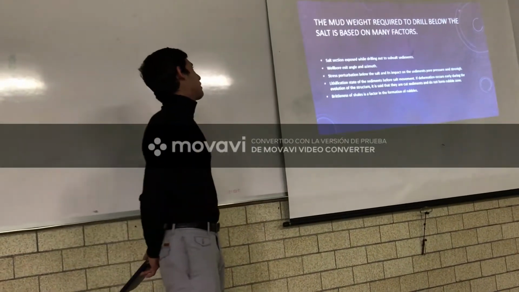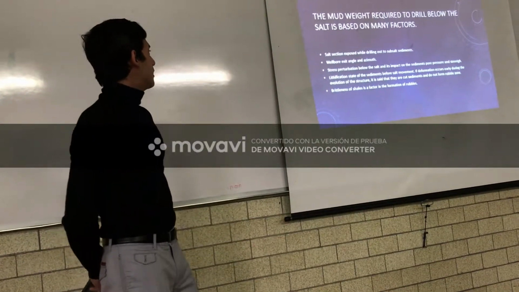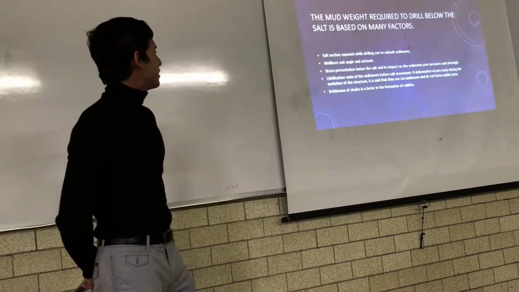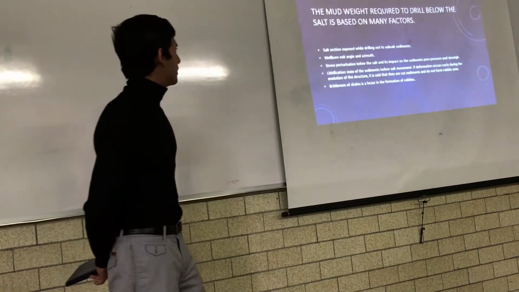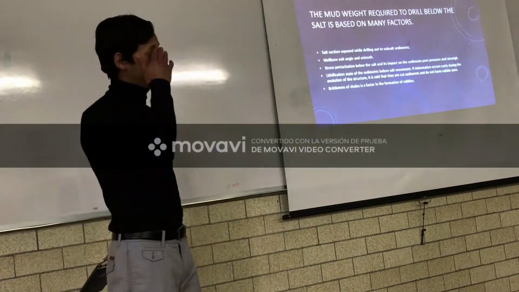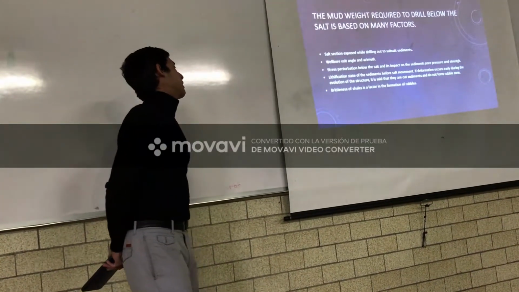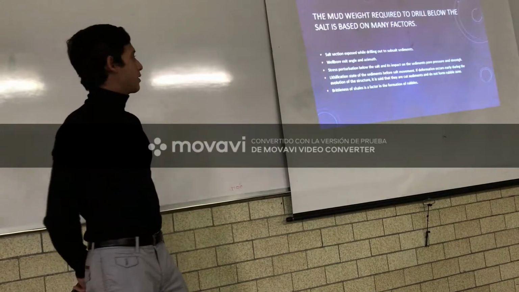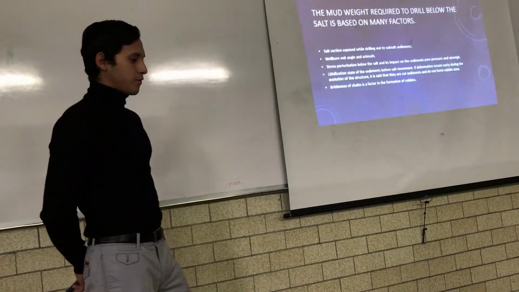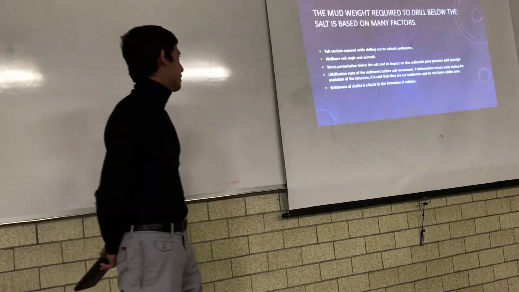The mud weight required to drill below the salt is based on many factors. Salt section exposed while drilling out to subsalt sediments is the first impediment that we find while exiting the salt section. The well's angle and azimuth is another point that we have to take care of, because this is the first contact with the next stage of the drilling.